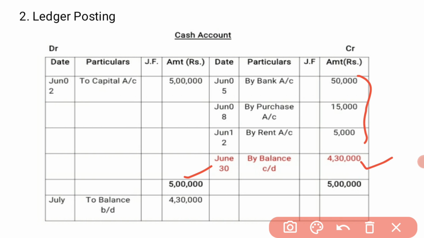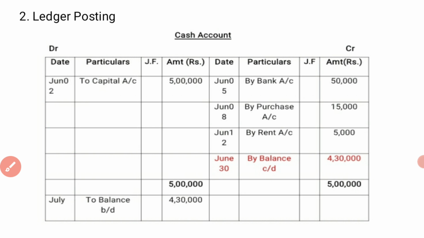Understood? If the debit column is higher than credit, then you have to subtract the credit amount from the total debit amount. Then you will get the balancing figure, that is 4,30,000. Then total will be same. So after that we have to carry forward to the next month, that is to balance brought on July, that is 4,30,000. This amount is to be taken here. This is what about the cash account.